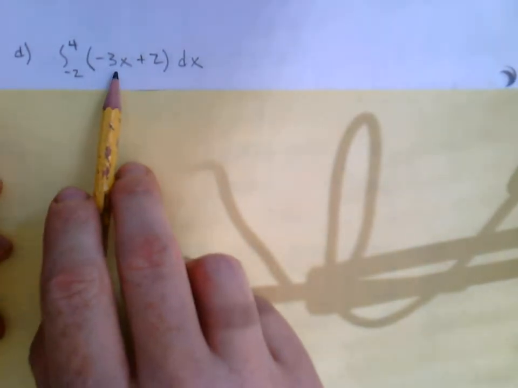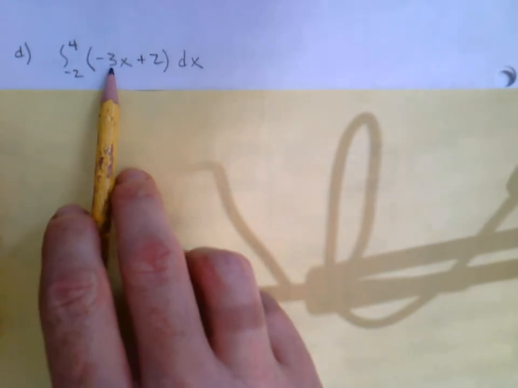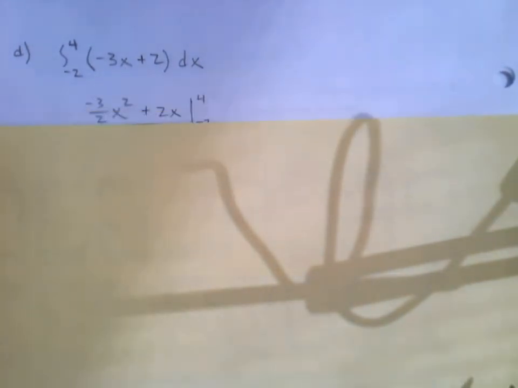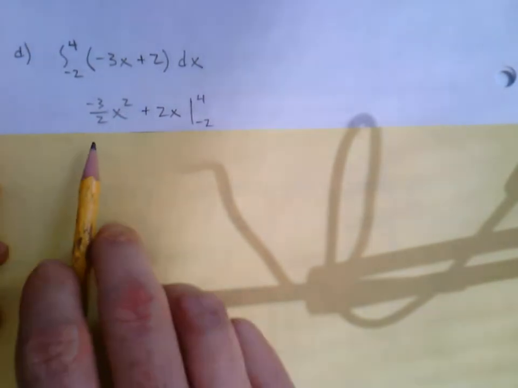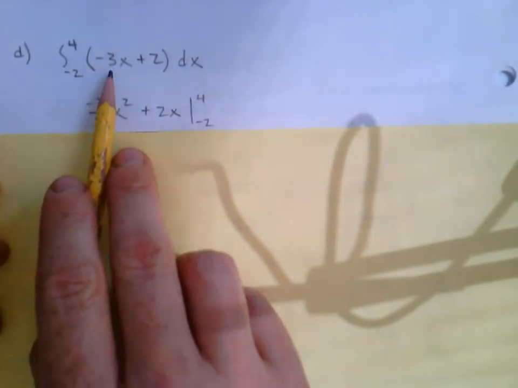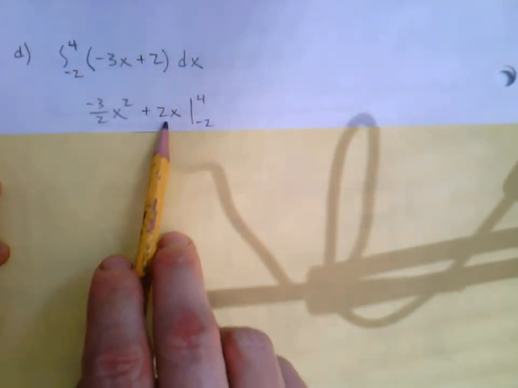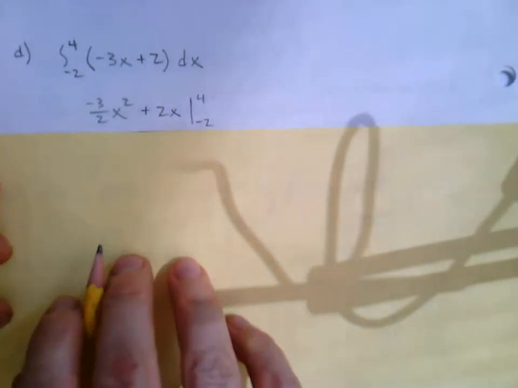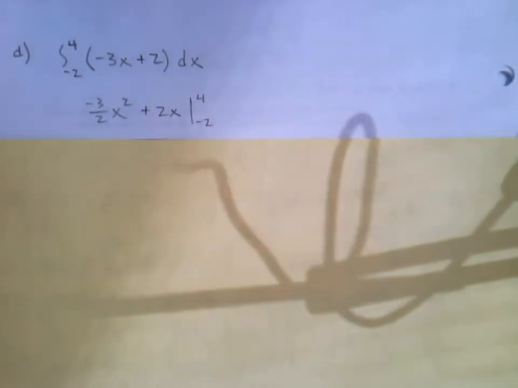Let's see. Looking at our function, we need that antiderivative, right? So -3x, that would have come from -3/2 x squared, because that 2 would multiply down and cancel out. Okay. And the plus 2, well, that would have come from plus 2x. Right. Then, of course, we evaluate from -2 to 4.